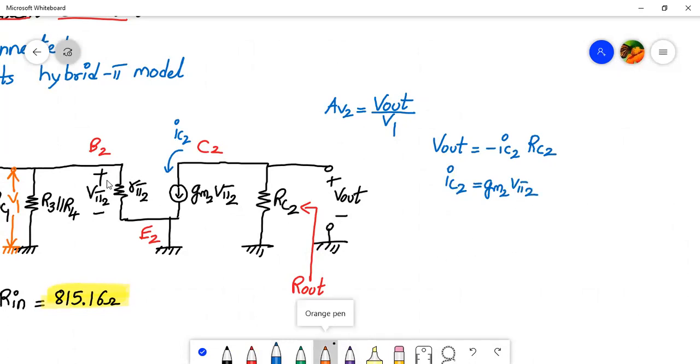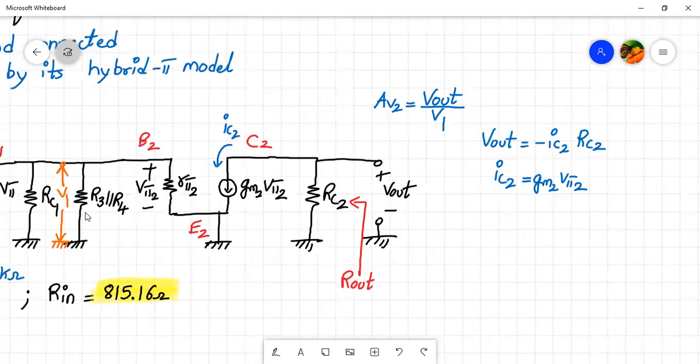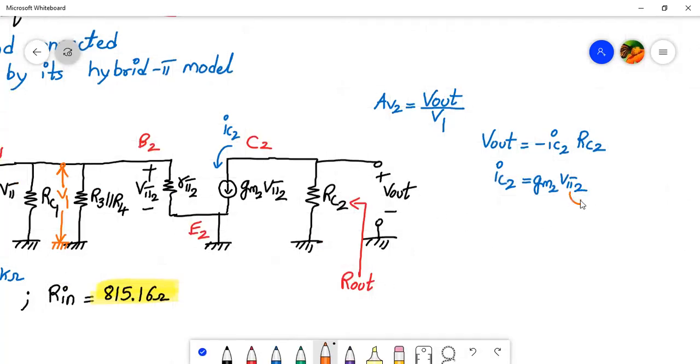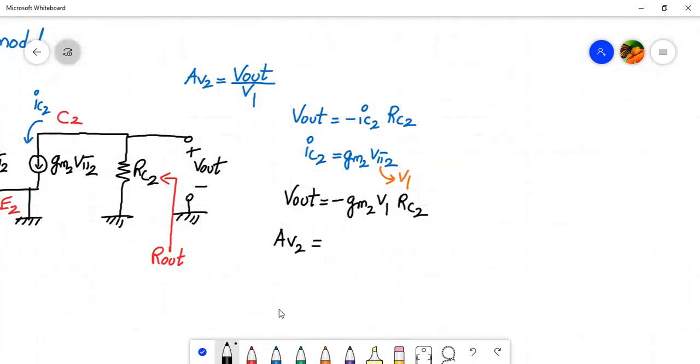And what is your V pi 2? If you look into the diagram, V pi 2 is in parallel with V1. So we can replace V pi 2 with V1, right? Now it becomes very simple. The expression V out will be equal to minus of gm2 into V1 into RC2, right? So what will be the gain over here? AV2 is given by V out upon V1 is equal to minus of gm2 into RC2, right? So that's the formula. We have derived it very easily.